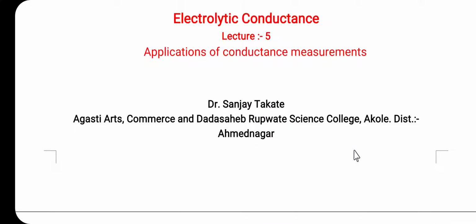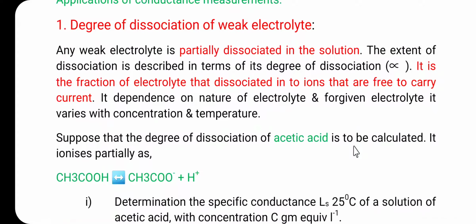Let us consider one by one. So here the first application is degree of dissociation of the weak electrolyte. Already we have discussed what is meant by degree of dissociation. In case of strong electrolyte, there is a complete dissociation or complete ionization of the strong electrolyte in their solutions. So the degree of dissociation is equal to 1, but in case of the weak electrolyte there is an incomplete dissociation or incomplete ionization, so the degree of dissociation is less than 1.